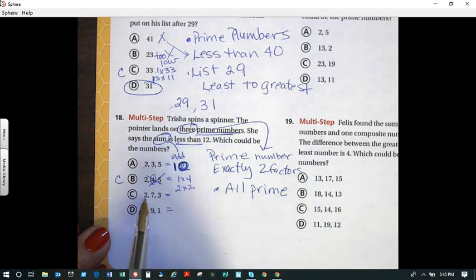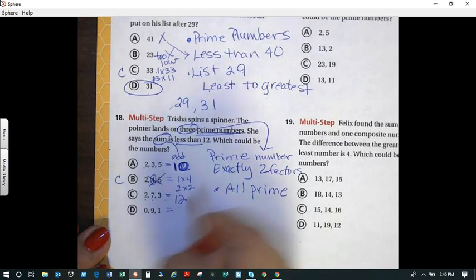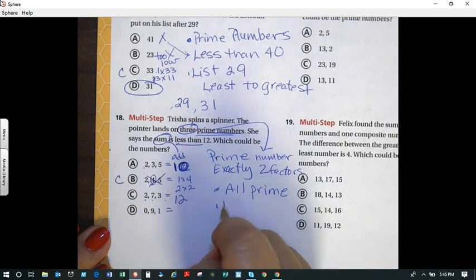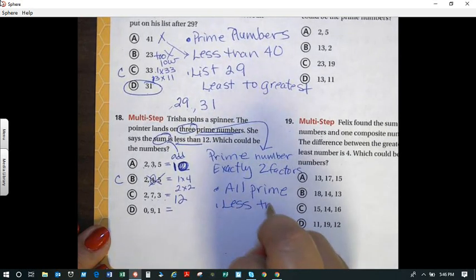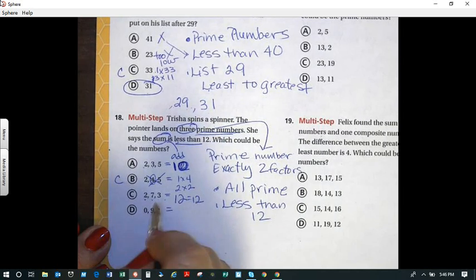All right, here we have prime numbers. 2 plus 7 is 9. And then plus 3, 10, 11, 12. Well, that's exactly 12. But it said it had to be less than 12. Less than 12. And this is equal to 12. So that doesn't work out.